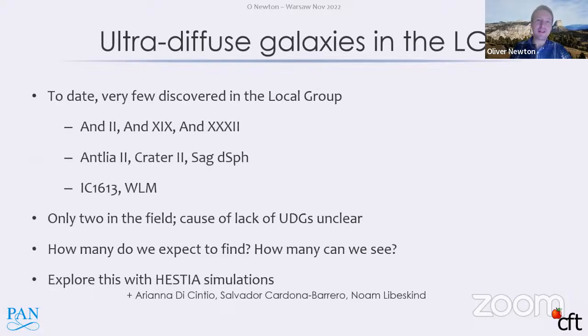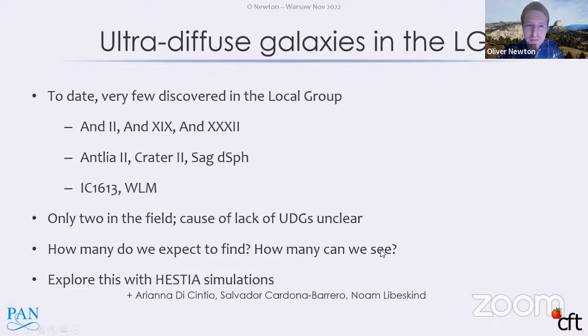So the first question to ask in HESTIA, or at least in the local group, is how many have we seen so far? And at least according to our selection criteria, 8 galaxies satisfy this, 6 of which are satellites of variously M31 or the Milky Way, and only 2 sit out in the field. These, we argue, are pristine, would-be pristine objects that haven't had many interactions with the host halos, and so could be useful for these kinds of dark matter studies.